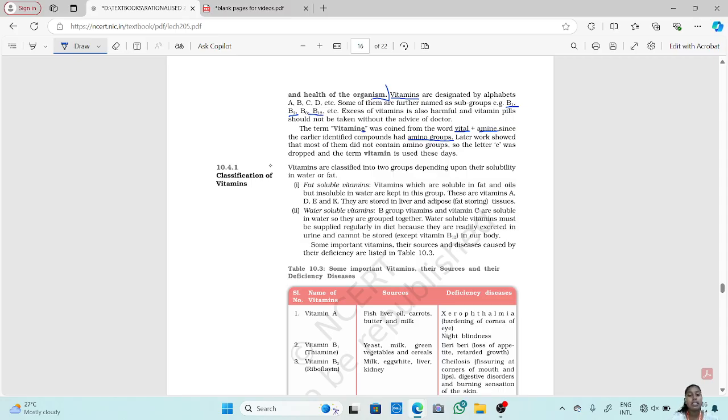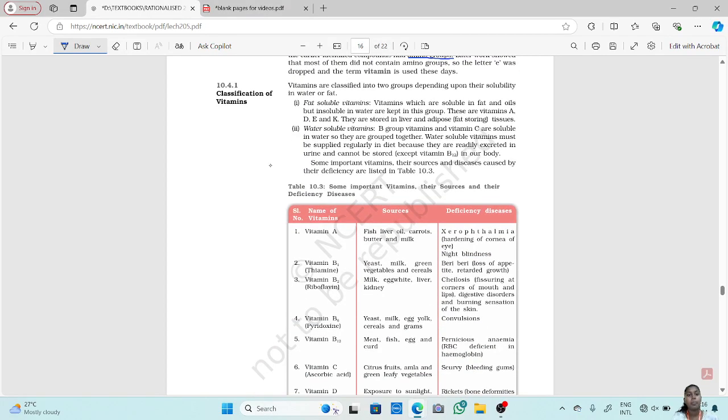Now, classification of vitamins. Vitamins are classified into two groups depending upon their solubility in water or fat. On the basis of their solubility, they are classified into two groups: one which is soluble in water, the other which is soluble in fat. So we have fat soluble vitamins and water soluble vitamins.